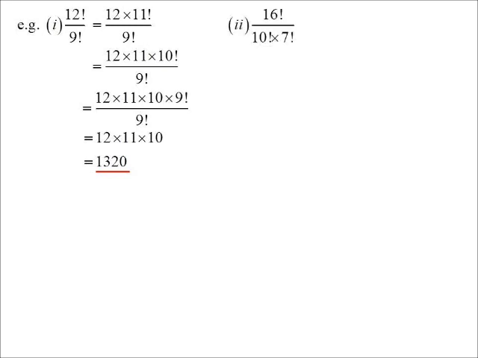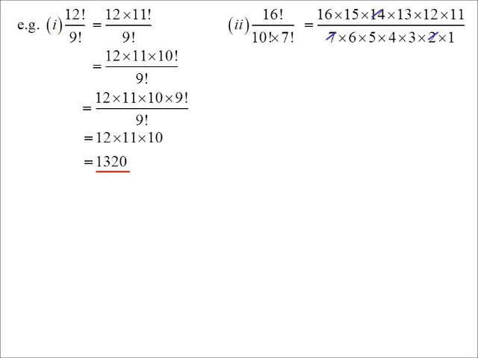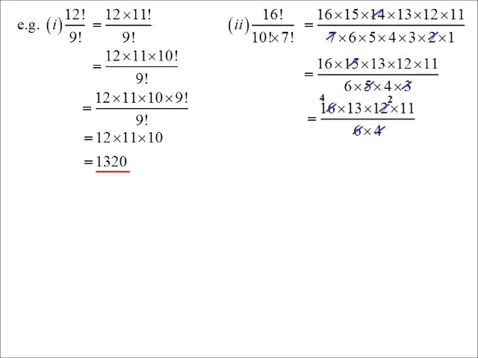So I get something like 16 factorial on 10 factorial times 7 factorial. Then I'm going to choose the bigger one to cancel. So I'll cancel the 10 factorial into the 16 factorial. And I have 16 times 15 times 14 times 13 times 12 times 11 over, and the 7 factorial is still on the bottom. So we get 7 times 6 times 5 times 4 times 3 times 2 times 1. And then we just look for cancelling. Well, I know 7 times 2 is 14, so that'll cancel. So I now have 16 times 15 times 13 times 12 times 11 on 6 times 5 times 4 times 3. Well, hang on, 5 times 3 is 15. I know that'll cancel. So I now have 16 times 13 times 12 times 11 on 6 times 4.